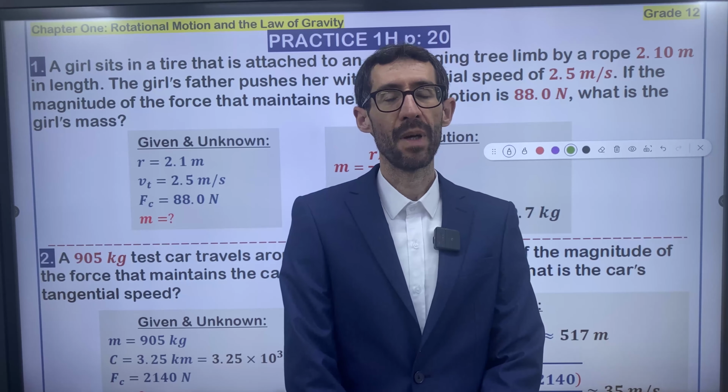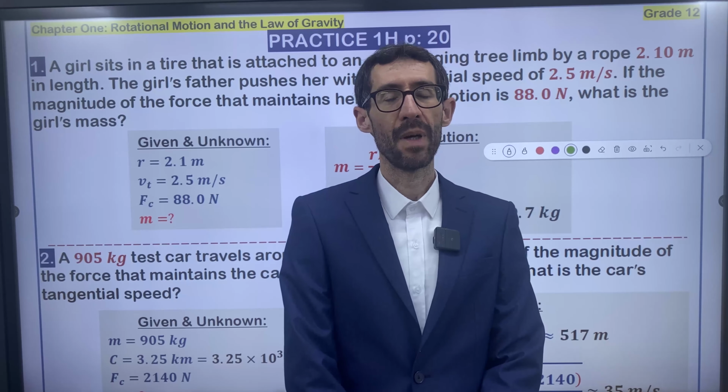A girl sits in a tire that is attached to an overhanging tree limb by a rope 2.1 meters. So this 2.1 meter becomes the radius of a circular track. The girl sits in a tire, and the tire is tied with a rope, and the rope hangs from a tree limb, right? So in this situation, the length of the rope becomes the radius of a circular track.